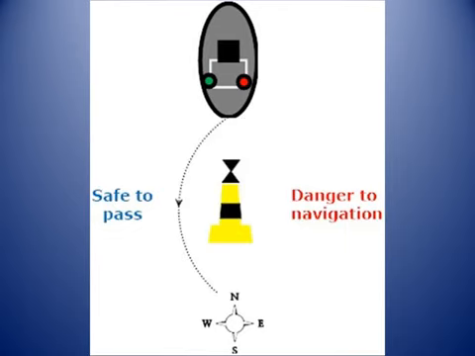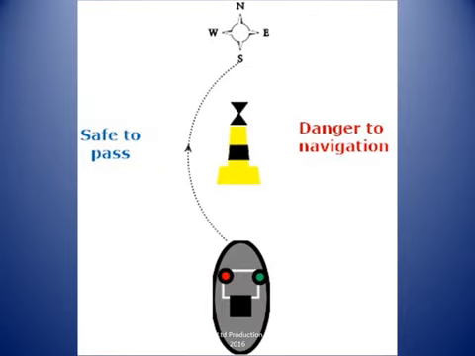And finally, west cardinal buoys. If we are proceeding on a southerly heading and encounter a west cardinal buoy, we should alter course to starboard and pass to the west of the buoy. If we are proceeding on a northerly heading and encounter a west cardinal buoy, we should alter course to port and pass to the west of the buoy.